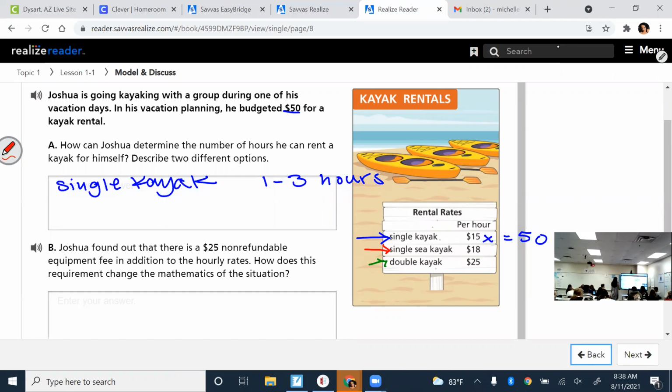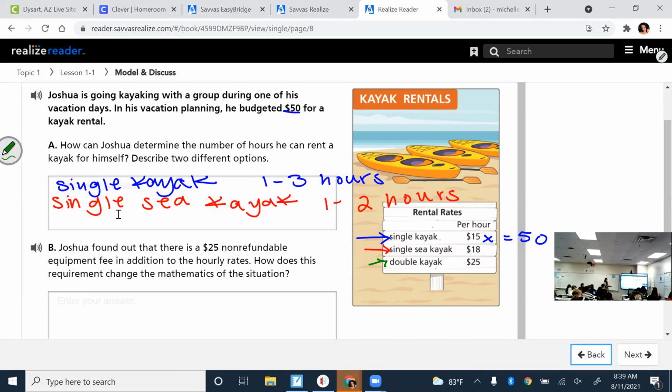All right, so the single seat kayak. If he wanted to rent that one, over here, what's the maximum number of hours that he can rent it for? Anyone? 2 hours. And how much is it at 2 hours? $36. What would it be if it was 3 hours? 54, which is too much, right? He only has 50. So 1 to 2 hours he could rent the single seat kayak for.